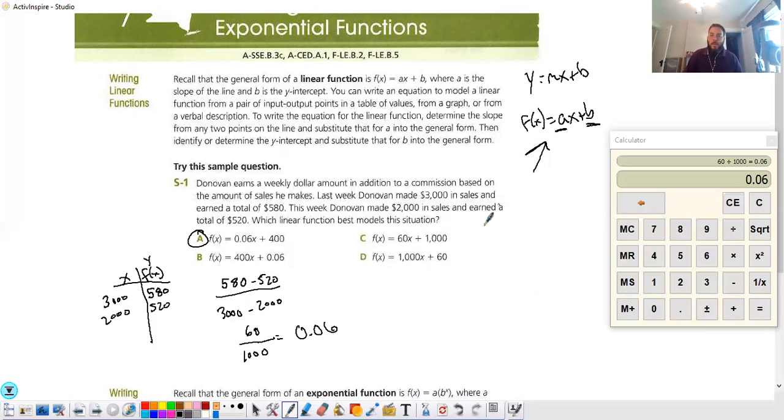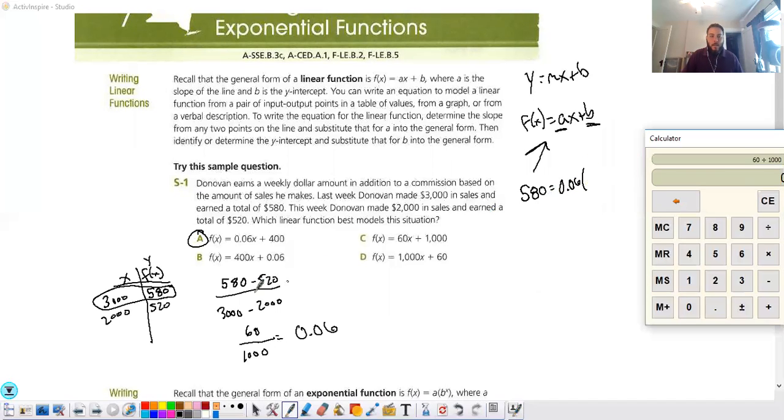But let's just remind you how to get our b. So what we do is we choose one of our values. If I choose this first one, we substitute it into this equation. So for f of x, we're going to put our value we have here, 580, equals, then we have our slope, 0.06, times, then we have our x value, 3,000, plus b.